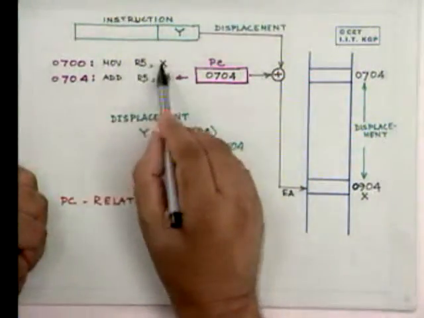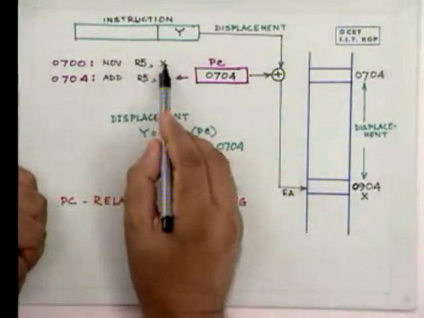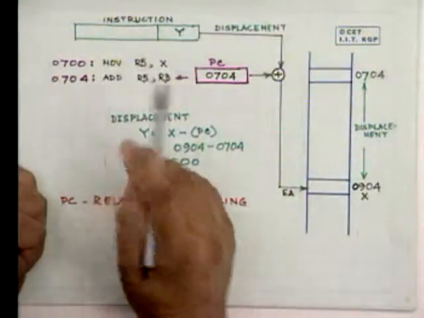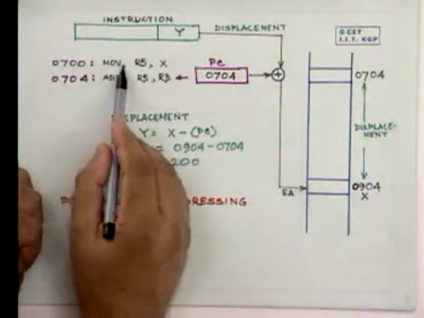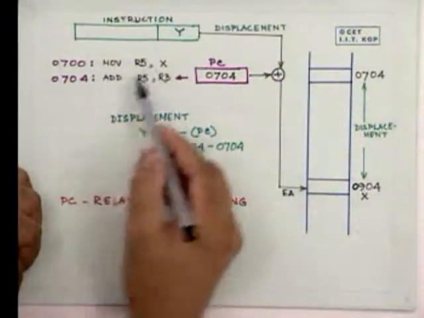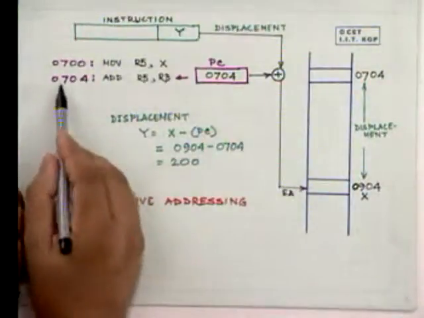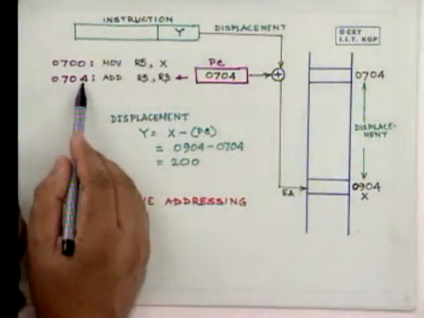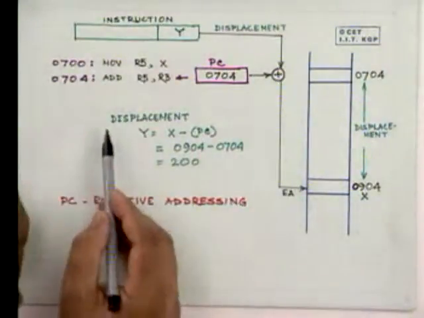Say move x to R5, we took this to be a direct addressing. X is a direct addressing. Now let's see that when this particular instruction is being executed, the program counter will be pointing to the next instruction, which is at location say 0704, if we assume that this instruction is at the location 0700, right.